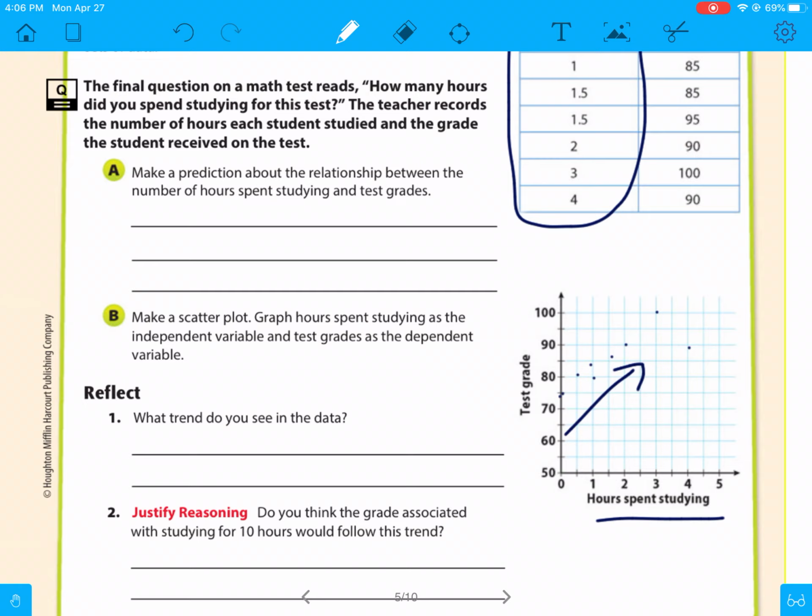Do you think the grade associated with studying for 10 hours would follow this trend? Yeah, I think if you studied for 10 hours, your grade would be pretty high. Not guaranteed, but if you're studying correctly, then you should be all right. But you're not going to get higher than 100%.